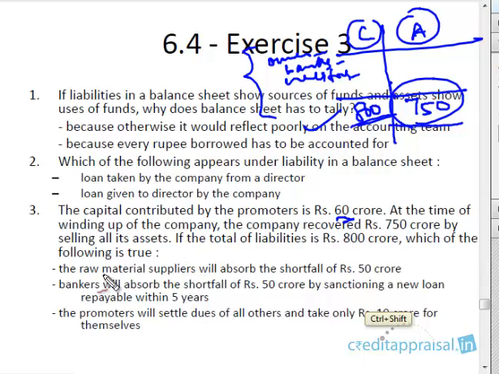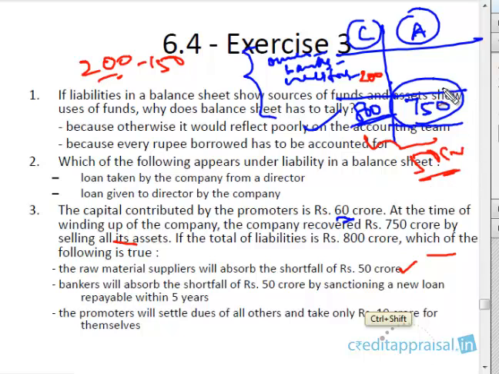The question asks, which of the following is true? The raw material suppliers will absorb the shortfall of 50 crores. So for example, the creditors here is some 200 crores. The question is saying, will you give the creditors only 150 crores instead of 200, because we have a 50 crore shortage? The amount which you receive by selling all the assets is only 750 crores, while all the lenders put together is 800 crores. So there is a shortfall of 50 crores. So who has to absorb this 50 crores loss?